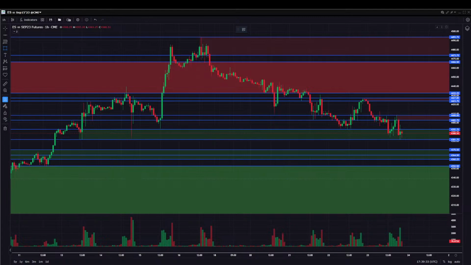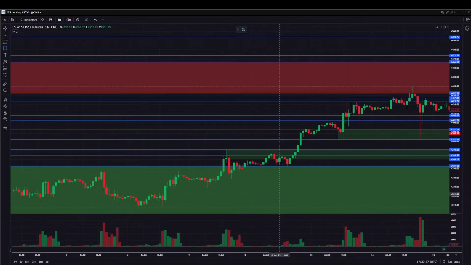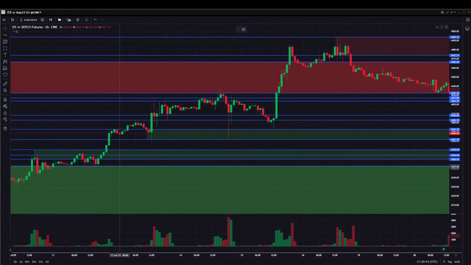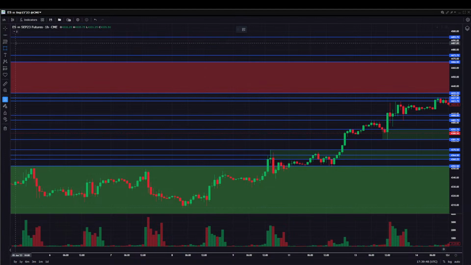Looking at inside, this is my daily zones. I have my hourly zones. They're shaded darker. The brighter colors are my daily zones. That's how I differentiate it.